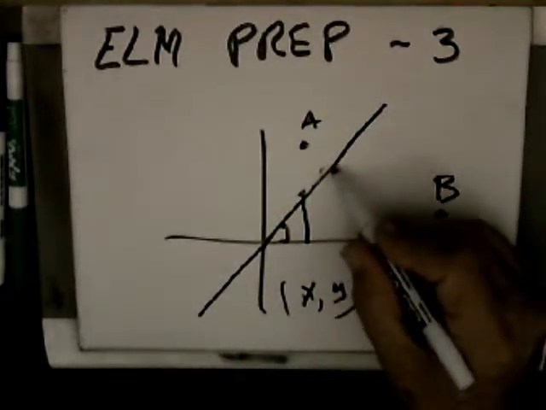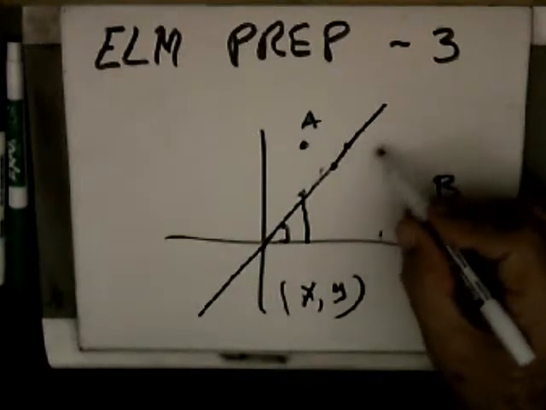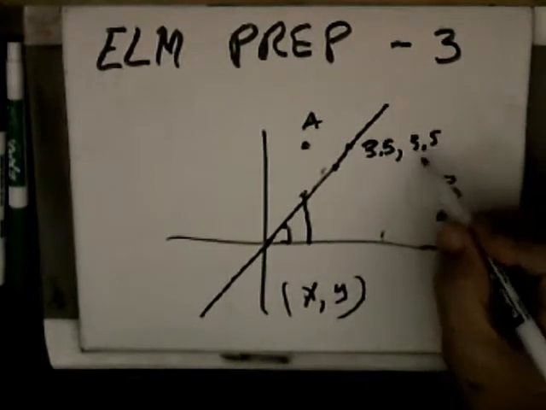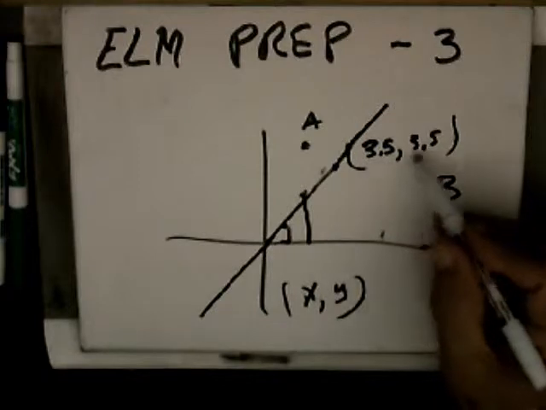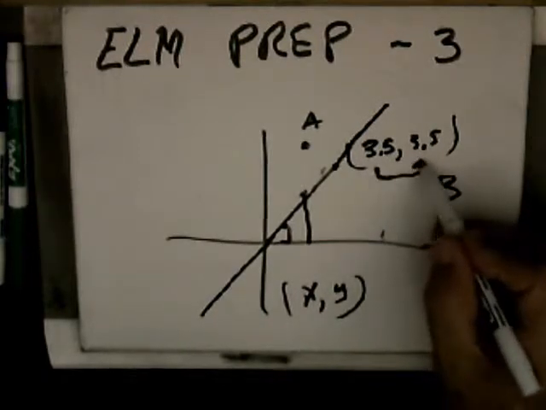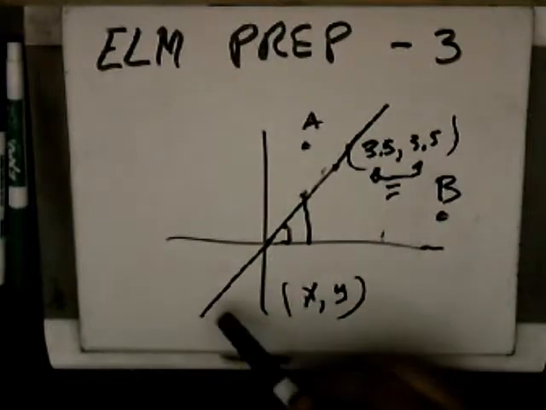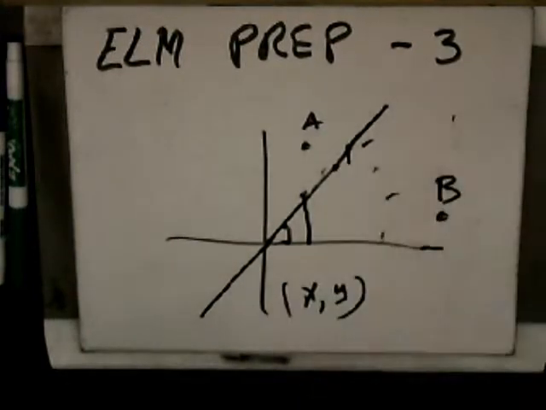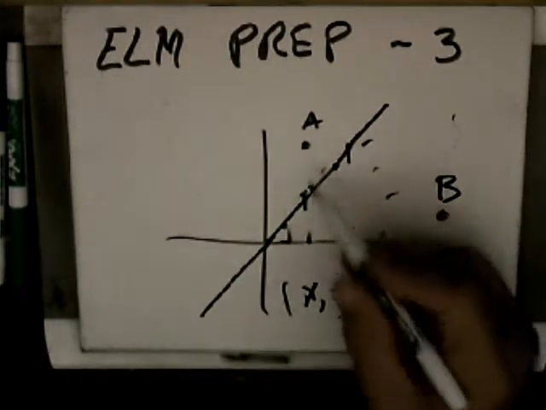So every point on this line has an equal x and y. So x and y are equal, 3.5, 3.5. If it were in between a whole number, then it would be some fractional part, but they would be equal. The x and y would be equal any point on that diagonal line with a slope of 1 that went through 0, 0.